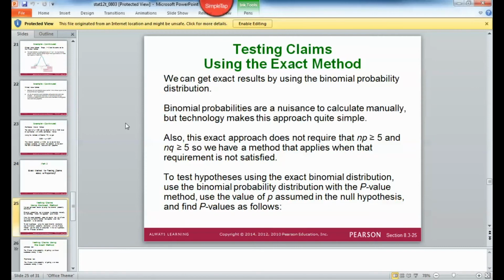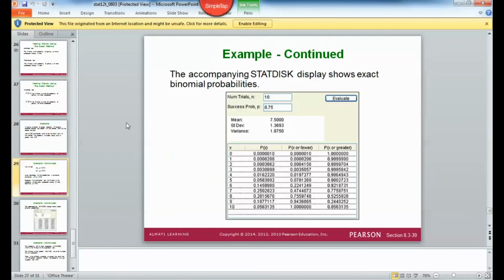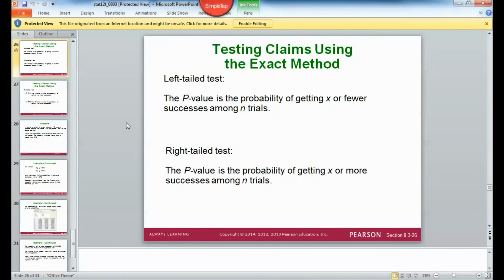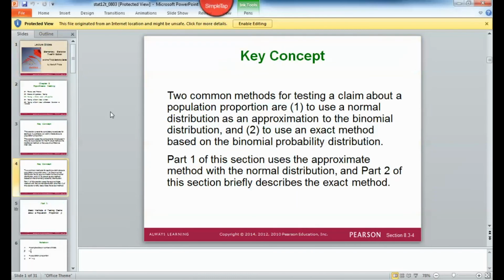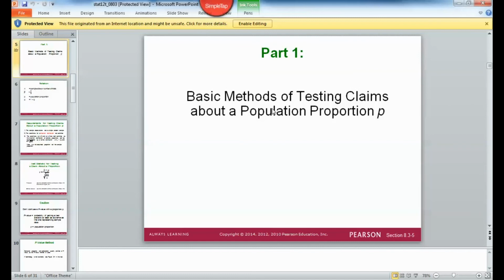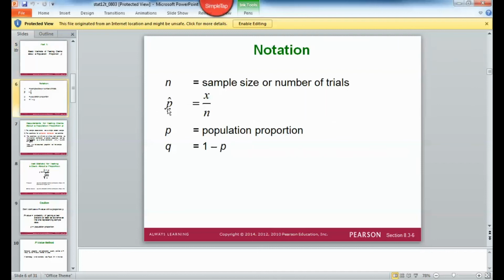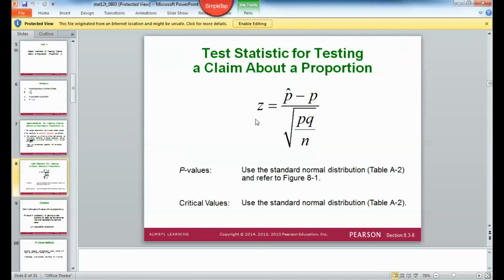So that's all that I go over in this section. What is the main thing for this section? It's that we have the parameter population proportion, p. And so when you deal with a population proportion p, you have to use this as your test statistic.